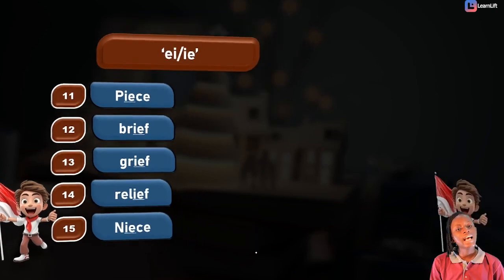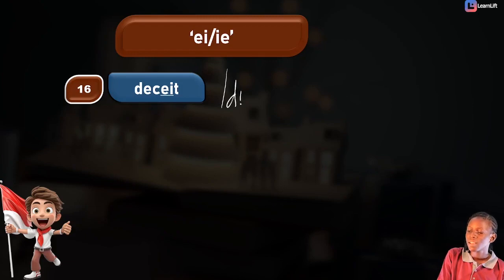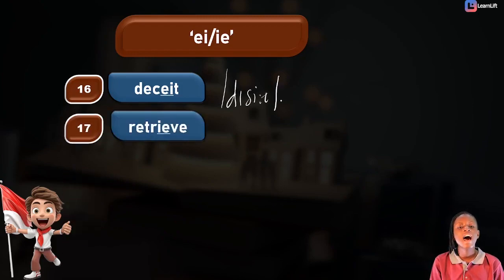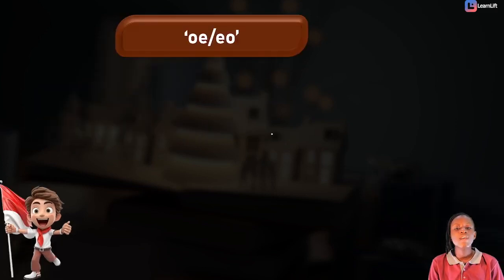Okay, next up we have the seat. More examples. We have the seat transcribed as this. Next I have retrieve. Retrieve transcribed as this.